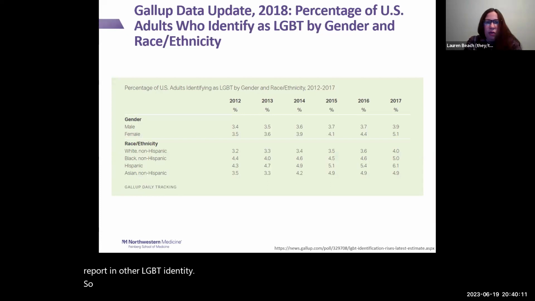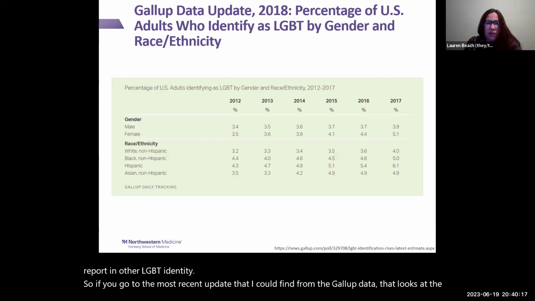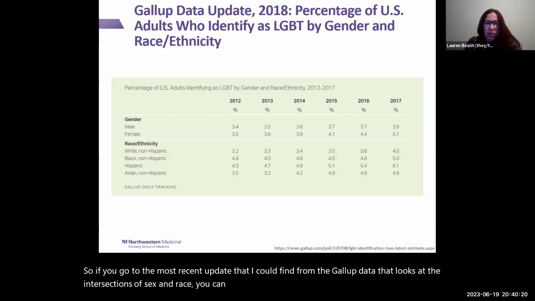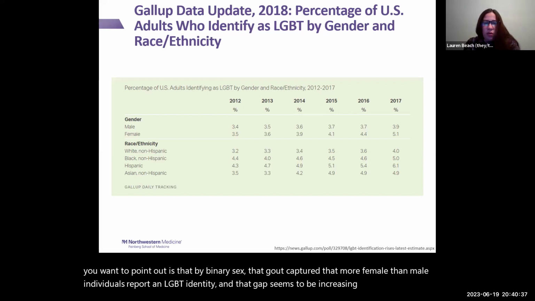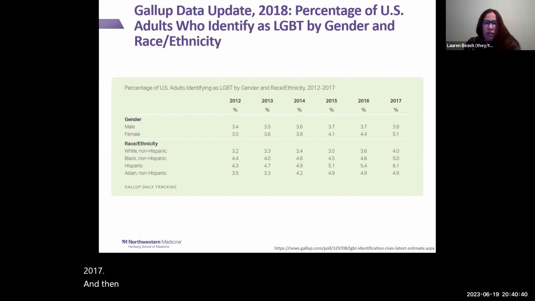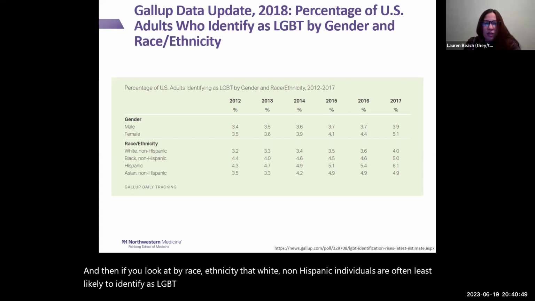So if you go to the most recent update that I could find from the Gallup data that looks at the intersections of sex and race, you can see how that has varied from 2012 to 2017. One thing I want to point out is that by binary sex, as Gallup captured, more female than male individuals report an LGBT identity, and that gap seems to be increasing from 2012 through 2017. And if you look by race and ethnicity, white non-Hispanic individuals are often the least likely to identify as LGBT across the years compared with people who are Black non-Hispanic, Hispanic, or Asian non-Hispanic.